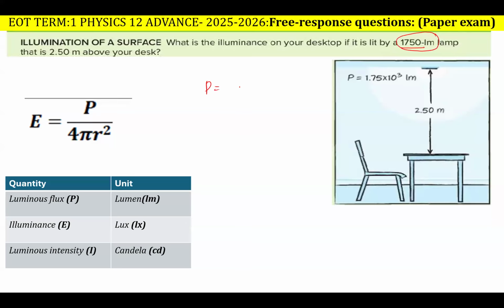So P is equal to 1750 lumen. That's given to us. Now, the lamp is 2.5 meters above your desk. So we can say R is equal to 2.50 meter. So plug these values in this equation. Illuminance E is equal to P divided by 4 pi R square. So illuminance E equals 1750 divided by 4 times pi times 2.50 square. So when you do this one, you will be getting the answer.